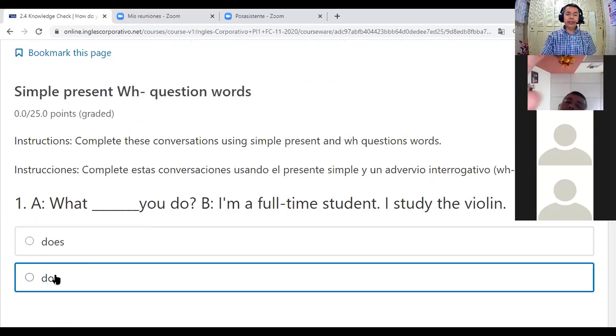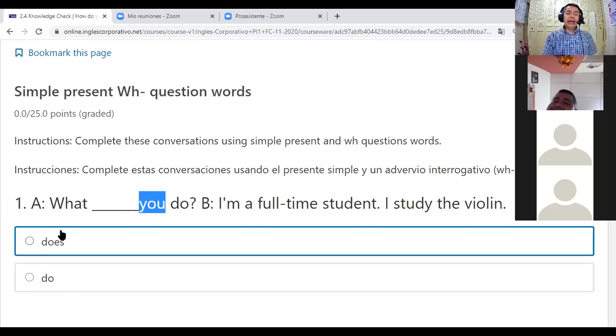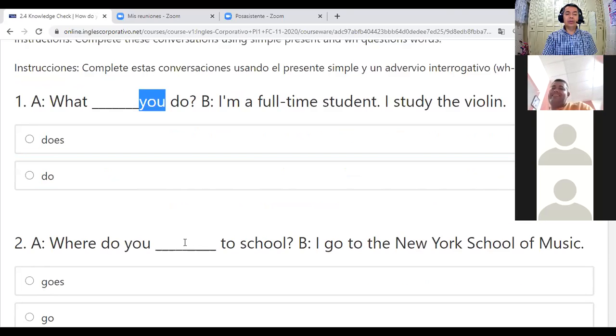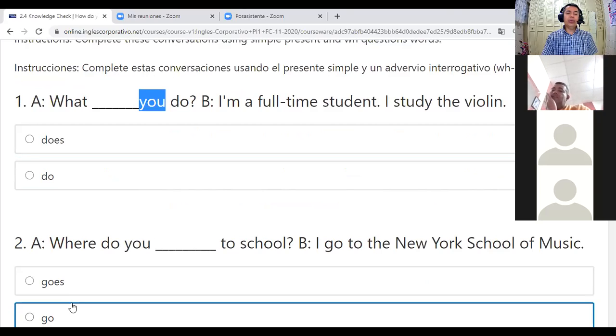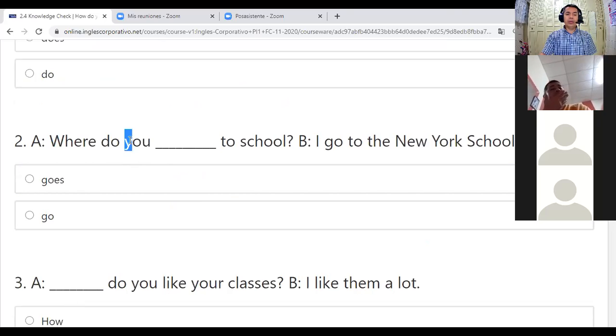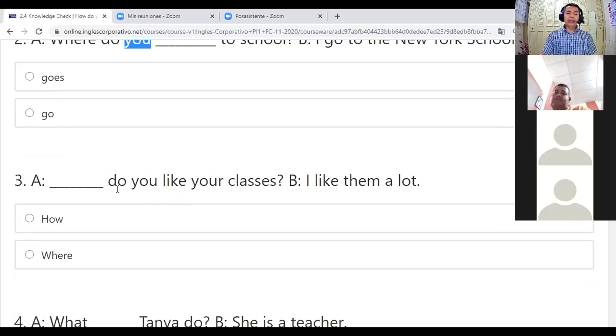Here, for example, look, we have you. Esta pregunta es retórica, no me la van a contestar, right? We use does or do for you. Okay? Good. Number two. Where do you go or go to school? You, right? You with the subject, and also it's a question, right? And number three. How do you like your classes or where do you like your classes, sorry.